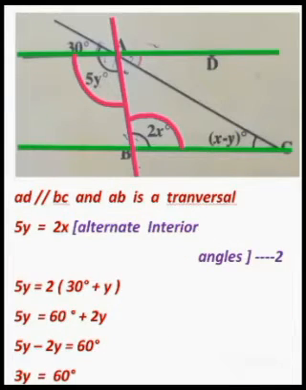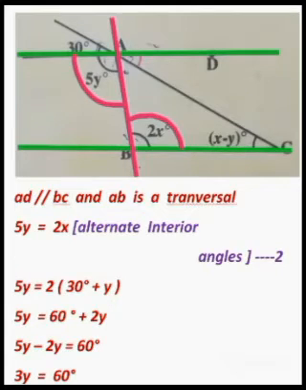Again you observe the figure here. AD and BC are parallel lines. Now let us consider AB as a transversal. What do you observe here? This angle is equal to this angle. Here 5y is equal to 2x. What is the reason, children? Alternate interior angles. So 5y is equal to 2x. Let us consider that as equation 2.